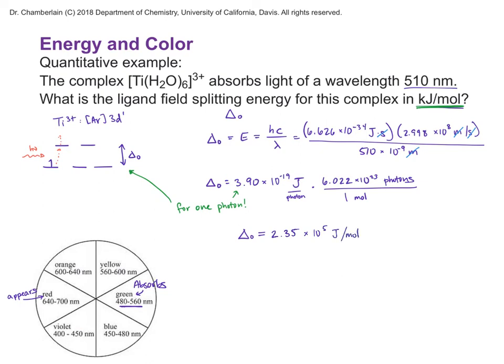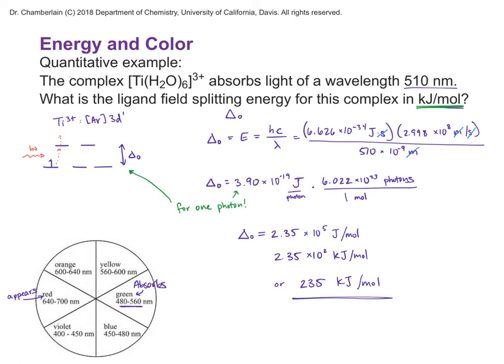And to get the units that they asked for here, I'll just change that to be 2.35 times 10 to the 2, or I could write scientific notation, or I could just say 235 kilojoules per mole as the energy.